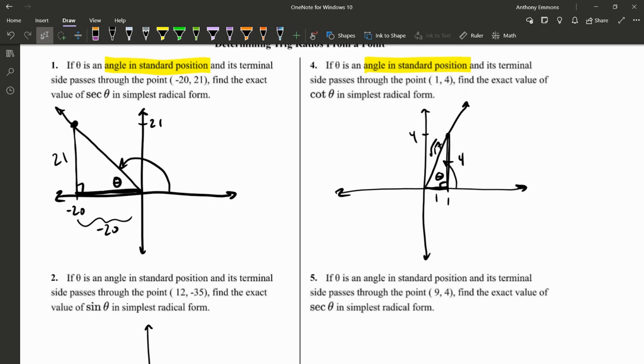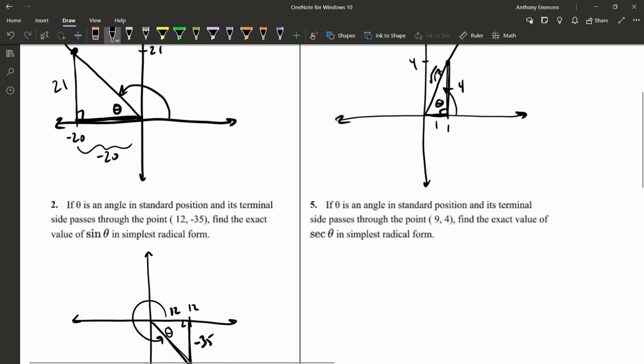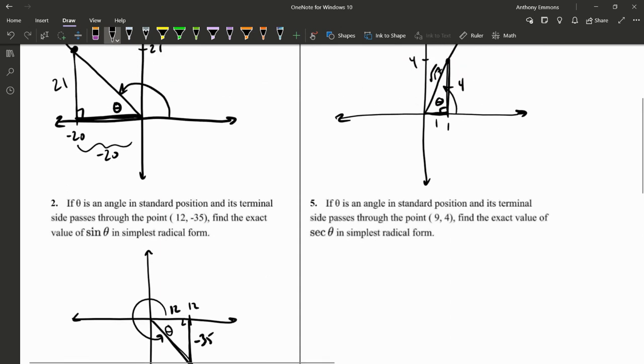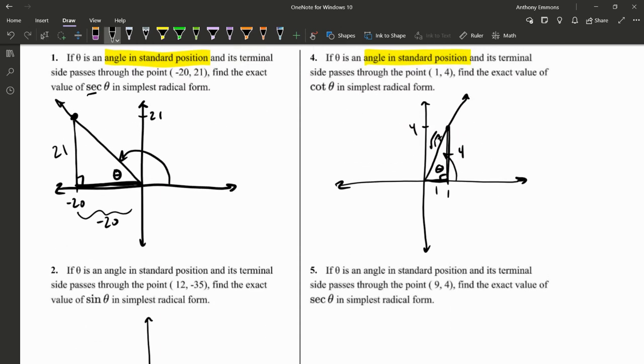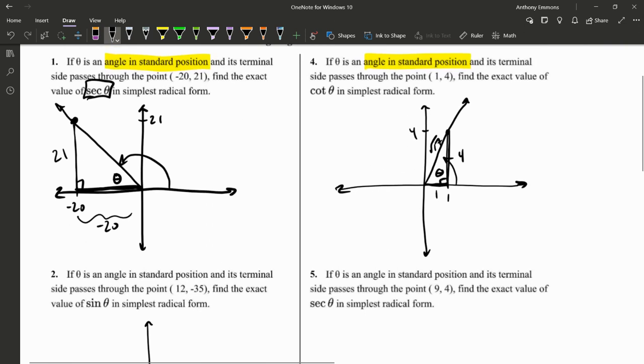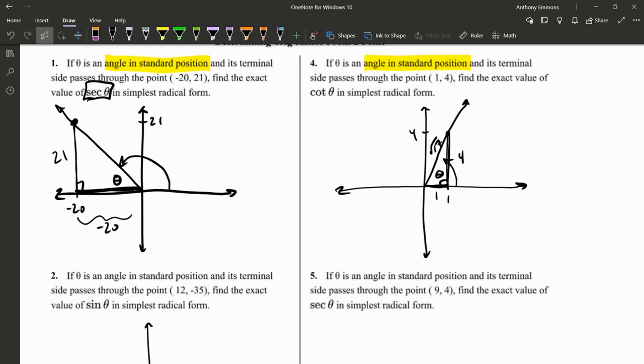Once I find the dimensions, yes, Pythagorean theorem to find the hypotenuse, then it's just figuring out what the ratio is that they desire. So this one, secant, that's the reciprocal of cosine. So I would need to do cosine, the adjacent -20 over the length of the hypotenuse here, whatever radical it happens to be. And then find the reciprocal of that, and put it in simplest radical form. So a couple of steps there.